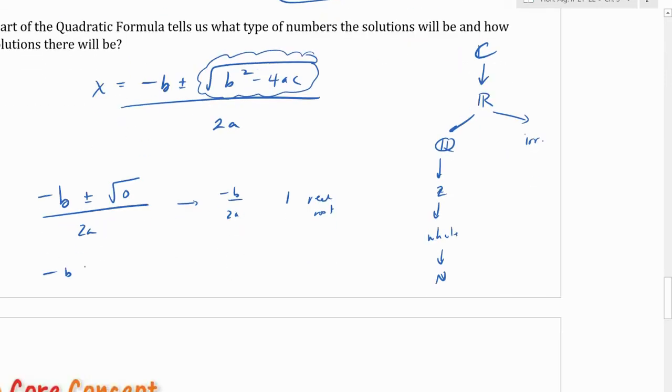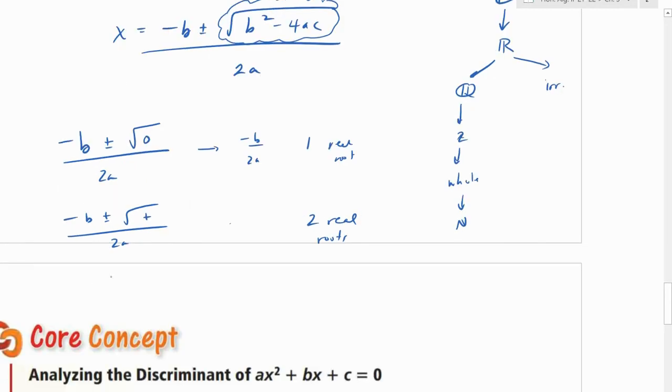If you get a positive number under there, you're going to have two answers, and they're going to be real because you get a positive under the square root. If you get a negative under there, you're going to get two numbers because it's plus or minus, but they're going to be imaginary.